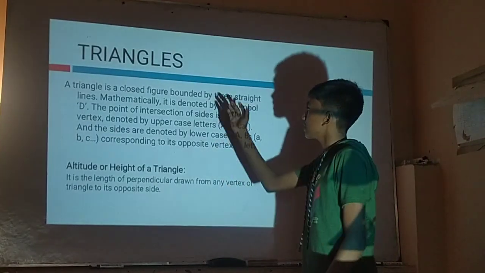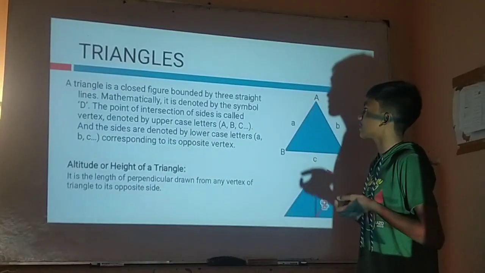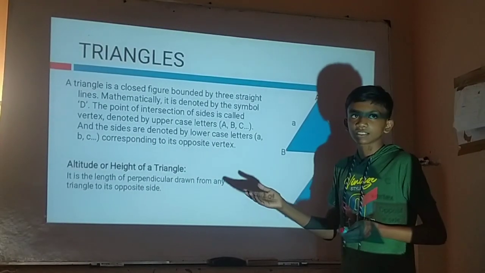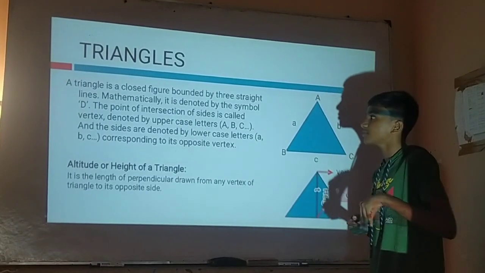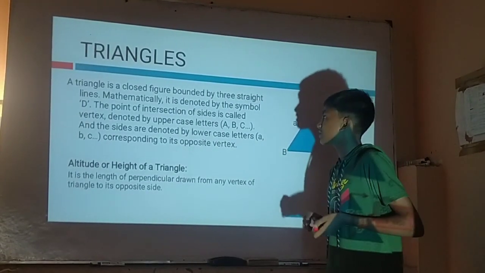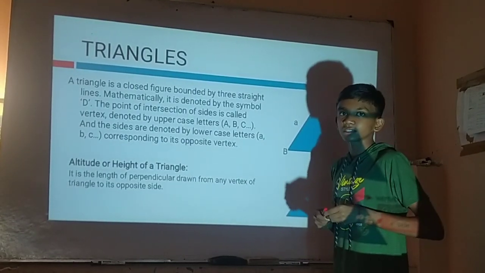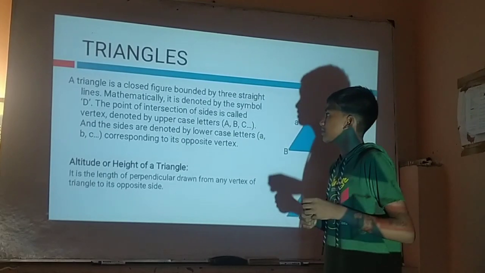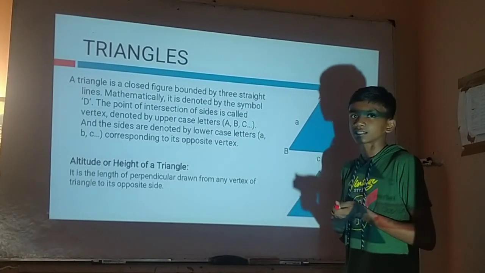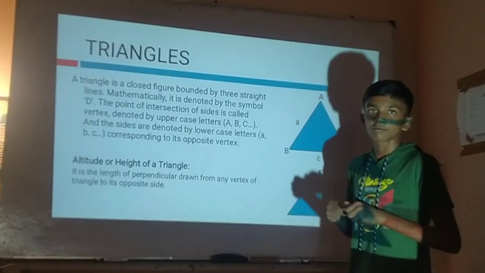Now, let us talk about triangles. So, what is a triangle? A triangle is a closed figure bounded by three straight lines. Mathematically, it is denoted by the symbol T. The point of intersection of sides is called vertex, denoted by uppercase letters A, B, C, and so on. And the sides are denoted by lowercase letters like a, b, c, and so on, corresponding to its opposite vertex.